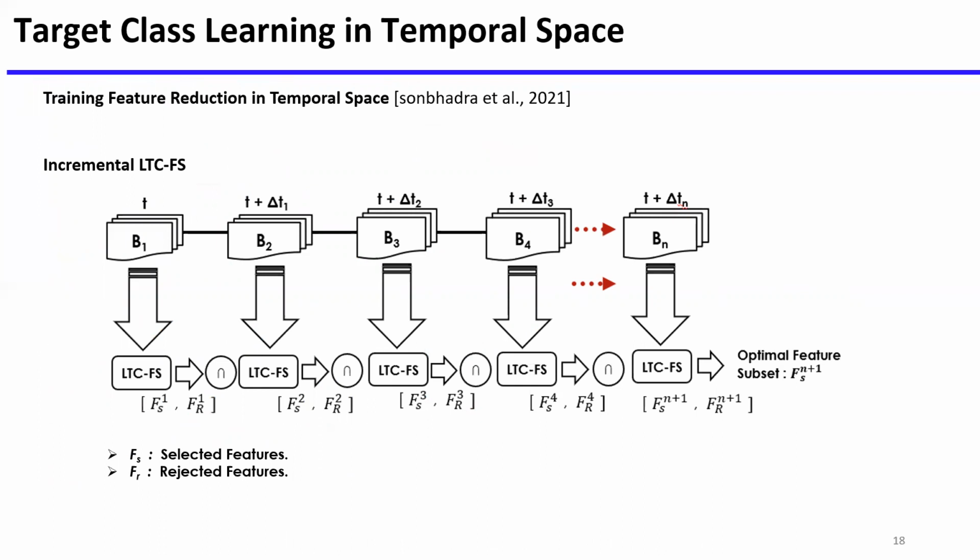Coming to this, what about learning the feature subset guided by the target class? Again, the same principle has been adopted and the same Spark platform has been used. There are batches B1, B2, Bn, and LTCFS has been applied. On integration, the most common features have been extracted. The extracted common features were not very few, but approximately 20 to 30% of the original feature space, and they were able to give the optimal performance.